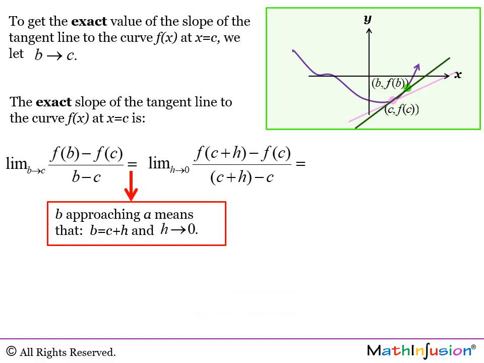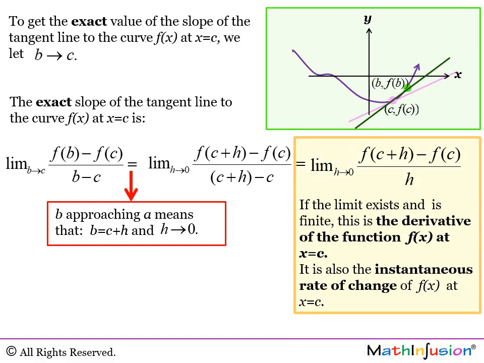So let's substitute for b, and we get that. If you look at the denominator, c plus h minus c is just h. If this limit exists and is finite, it is the derivative of the function f(x) at x equals c. It is also the instantaneous rate of change of f(x) at x equals c.